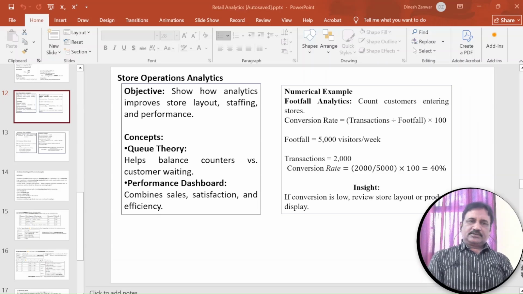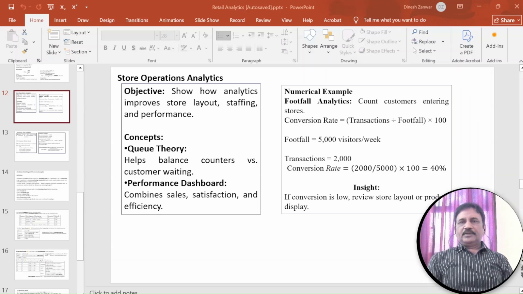When the queuing theory becomes complex, you are suggested to use what is called simulation. You simulate the whole system and then try to find out the balance between the queue elements and the service providers. The performance dashboard will also be present. As a result of analytics, it will be combining sales, satisfaction and efficiency.